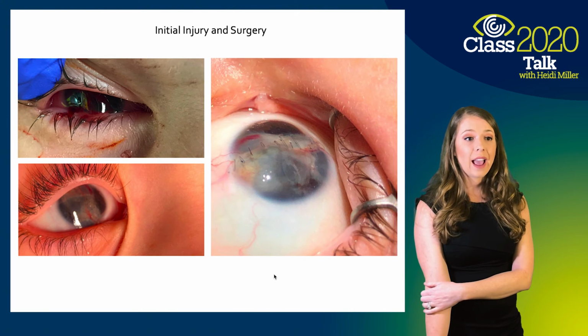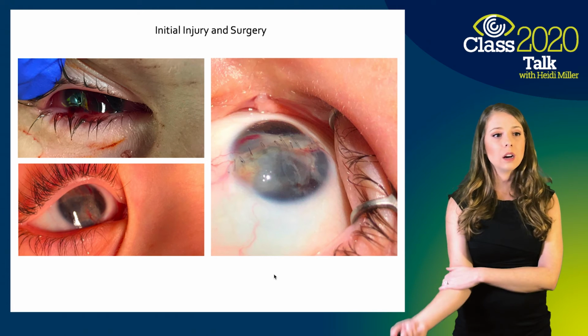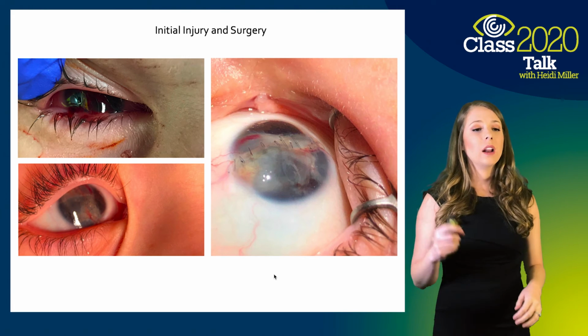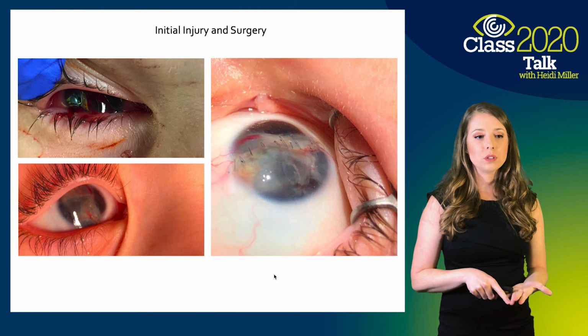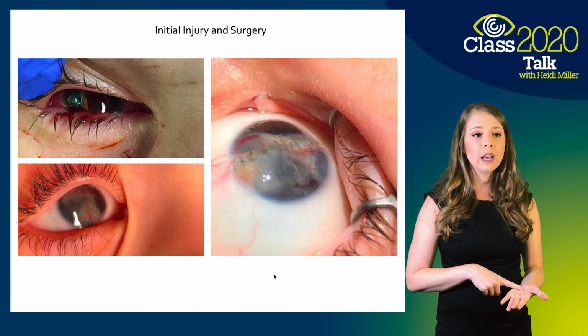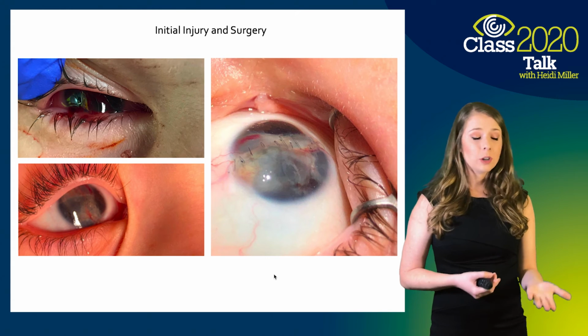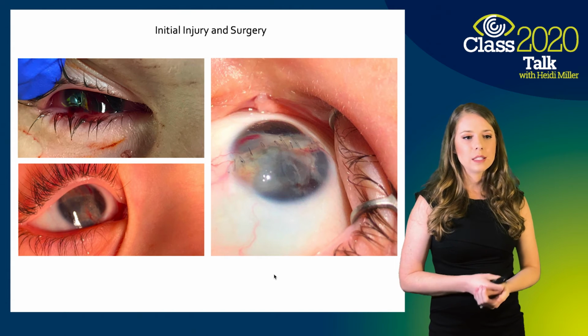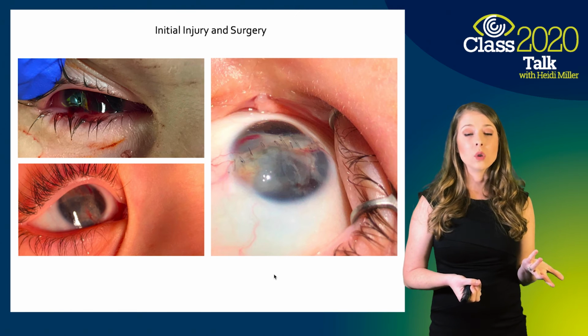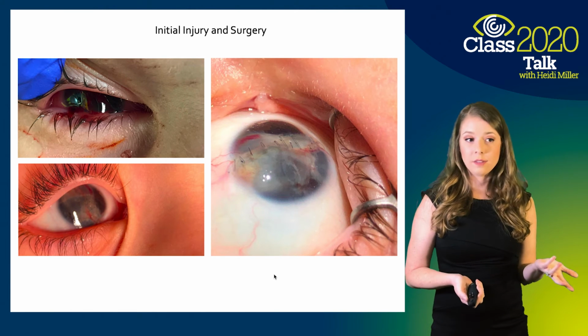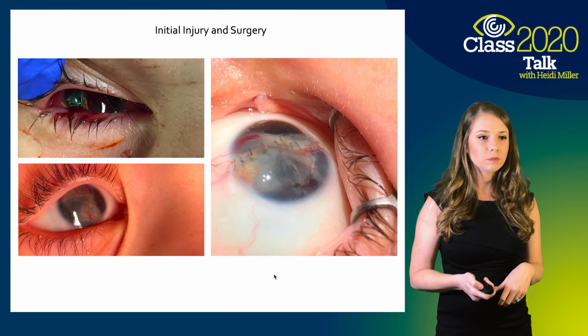When we take a look at these photos, these are the initial injury. And on the right side, you can see following the surgery with the sutures in place. But it was really unfortunate. He's so young that this occurred, but it just kind of keeps in mind that even something that we consider a toy can cause severe trauma to the eye.